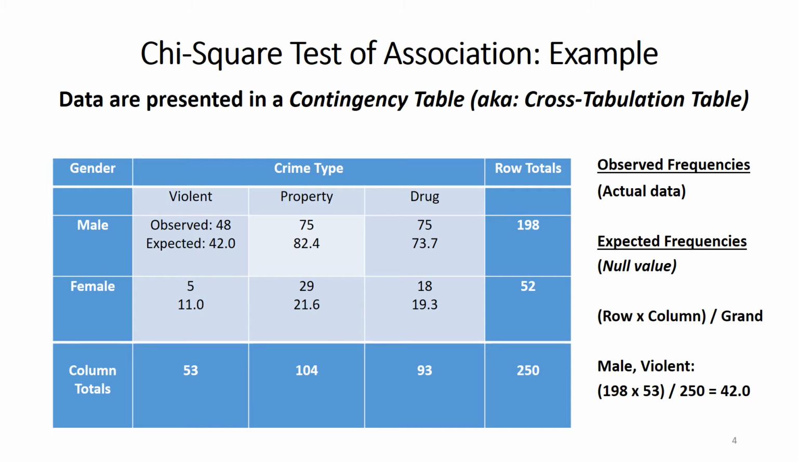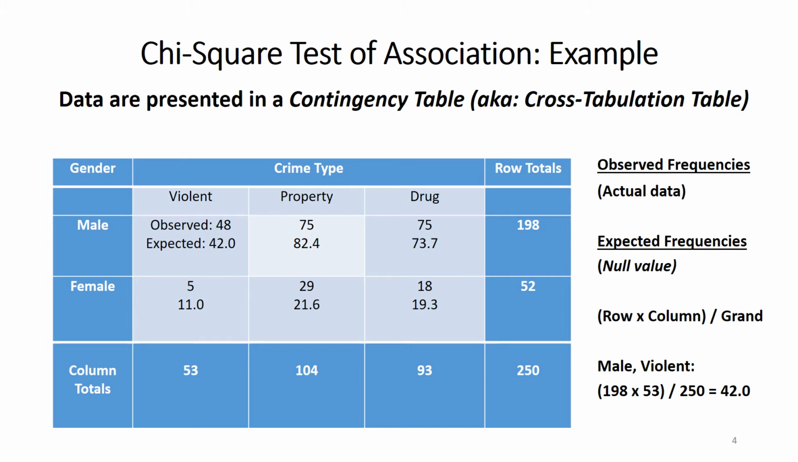Now, the final thing I'm going to go through is to remind us of where those expected frequencies came from. How did they originate? How did that 42.0 for male violent, that 11.0 for female violent, etc., come from? You may recall expected frequencies are what we often call the null value, saying that there's no association. The way that they are computed for a chi-square test of association is based upon the overall sample information, but primarily focusing on what we call the row totals and the column totals for each particular cell.